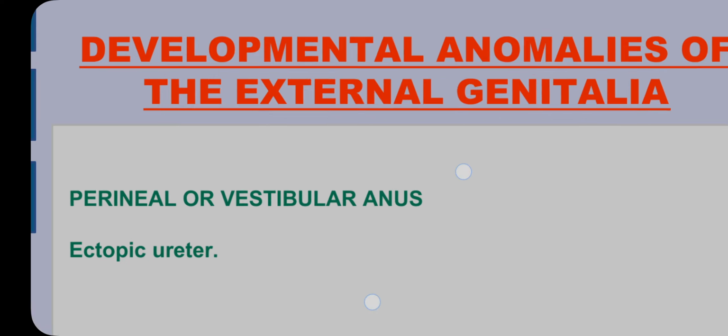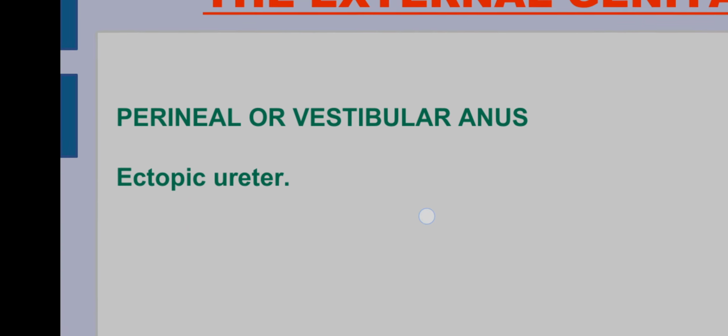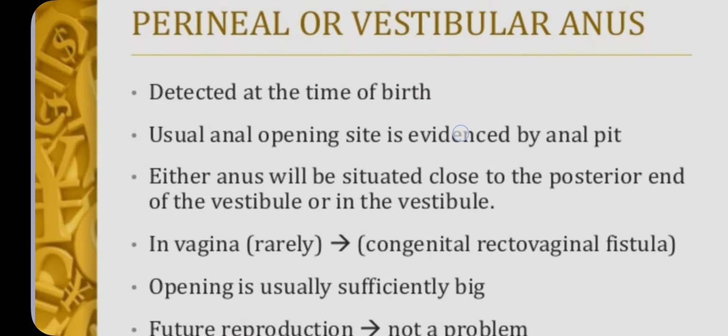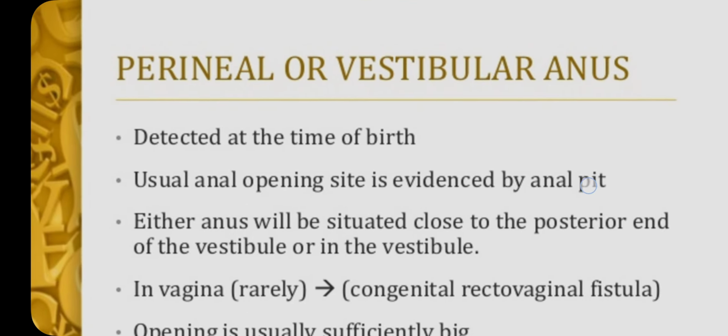So coming to the first, the developmental anomalies of the external genitalia. Here two entities are there. One is the perineal or the vestibular anus. Second is the ectopic ureter. So one by one we will see them. First is the perineal or the vestibular anus.